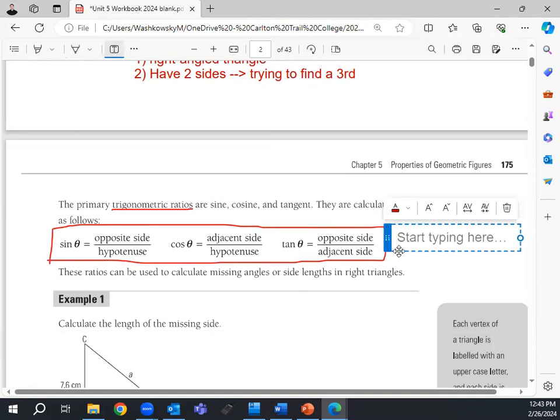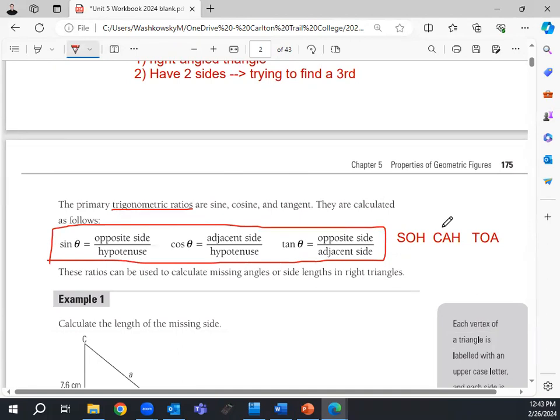And again, how do most people memorize this? They use SOHCAHTOA. That's how most people have this memorized. Like if you go and ask any random person on the street, hey, what's SOHCAHTOA? They will probably know. It's just one of those things that's glued in your head from a high school math class.